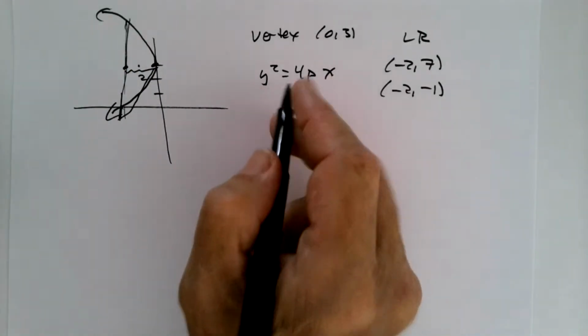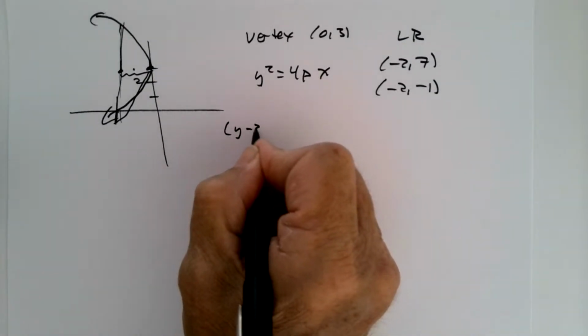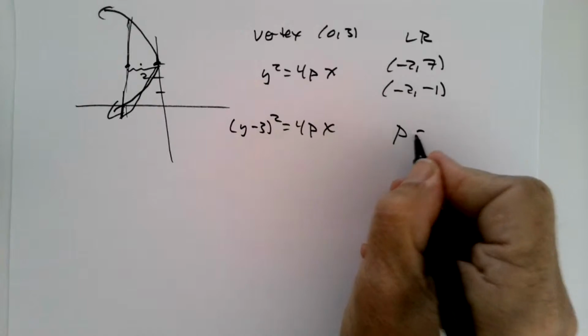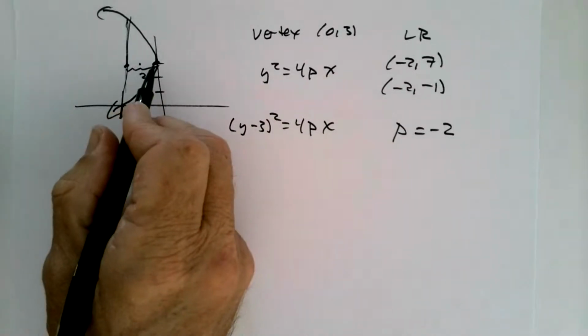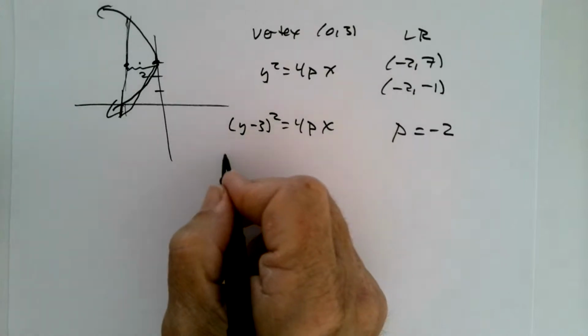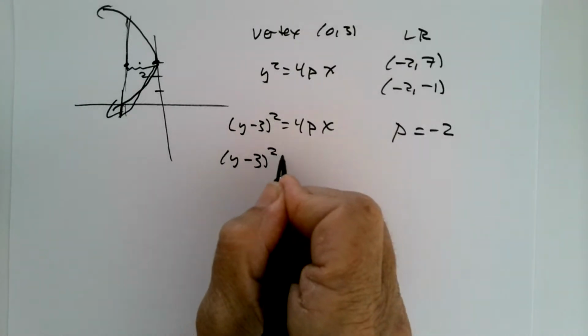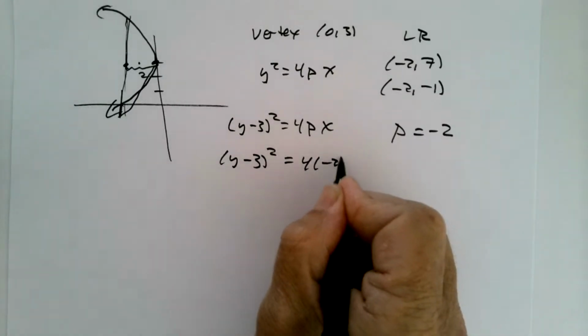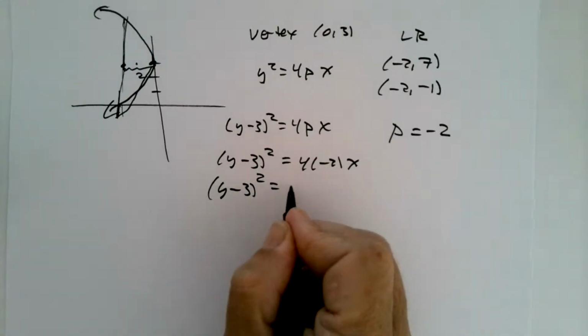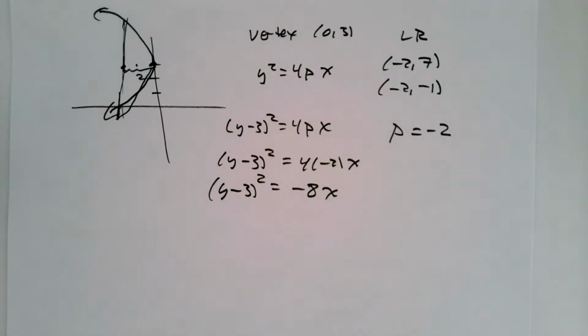With vertex 0, 3, I'm going to change the y to y minus 3 squared equals 4px, but the p here is negative 2, because the distance from the vertex to the focus is 2, opening to the left, so p is negative 2. My equation is y minus 3 squared is 4 times negative 2x. Y minus 3 squared is negative 8x. And that will conclude this test review.